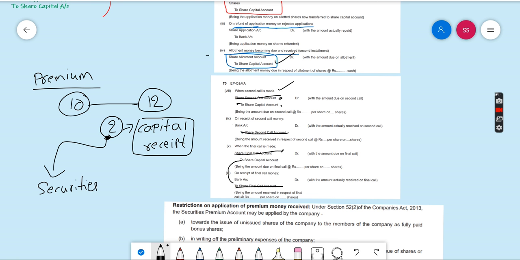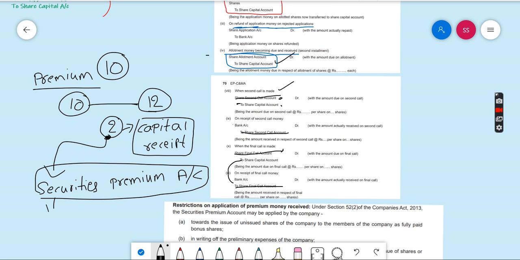Securities premium account. There are no restrictions for issuing the shares at a premium. If your share face value is 10 rupees, you can issue even for 1000 rupees also. There are no restrictions on that. But when you collect this premium, how to use that premium? You can use that securities premium only for the specific purpose specified by the Companies Act. Only for that you can use this. Alright. Okay, this securities premium account is shown under the liability side, under reserves and surplus.